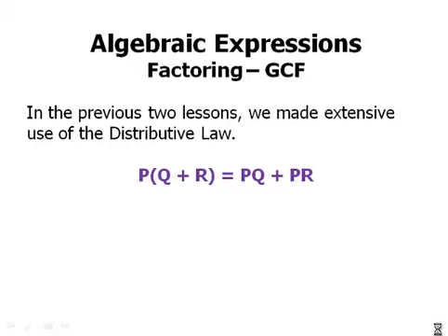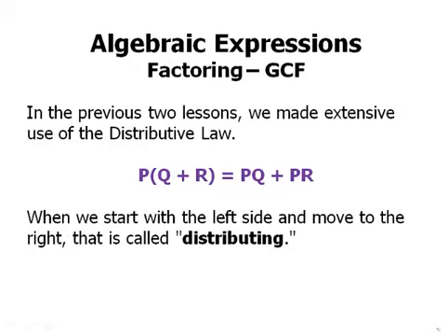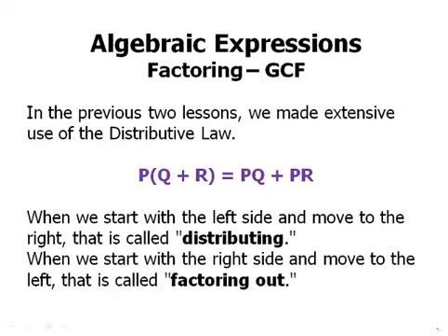And notice that when we start on the left side and move to the right, we say we're distributing P. But of course, this is an equation. We can use it either way. When we start on the right side and move to the left, we express P now as a factor of the whole thing rather than a factor of each individual term. That is called factoring out.